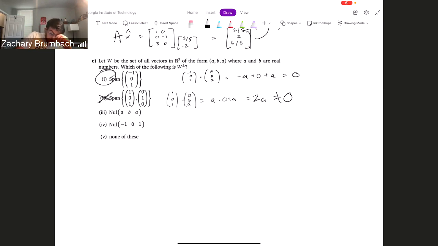Okay. So the null space of ABA, that is not it. I'm just trying to figure out what they're saying here because they don't write it as a matrix, so I'm just trying to see if they mean it as a vector.